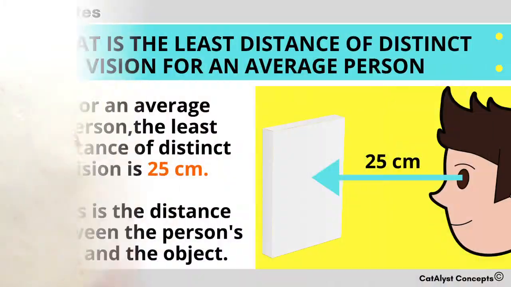Right, so this is a very simple activity. On an average human, the least distance of distinct vision is about 25 centimeters. Okay, so for a normal human eye, 25 centimeters is the minimum distance needed between the eye and the object that you're trying to see. Anything closer than that, you'll not be able to see. There will be some differences based on different people. You just need to find out what is your own, right?